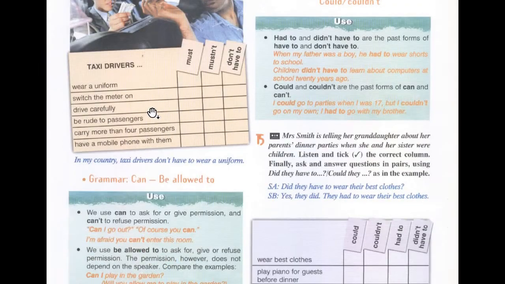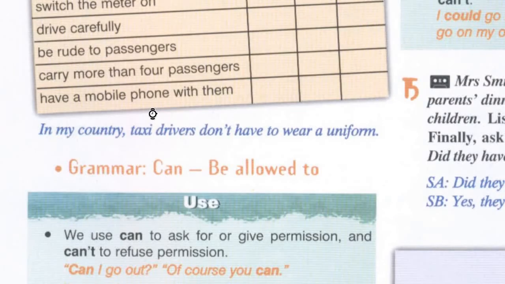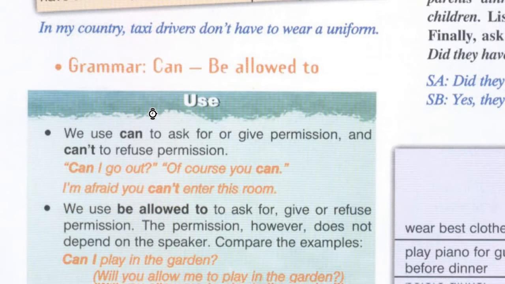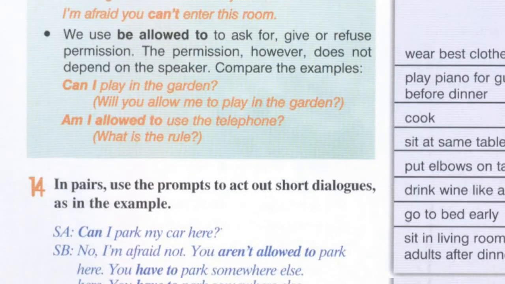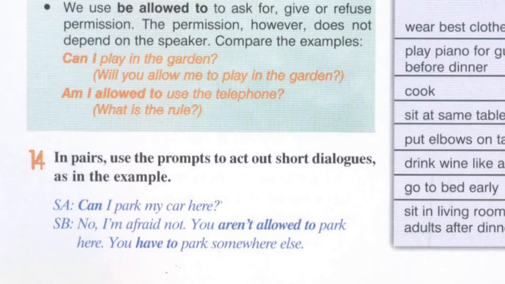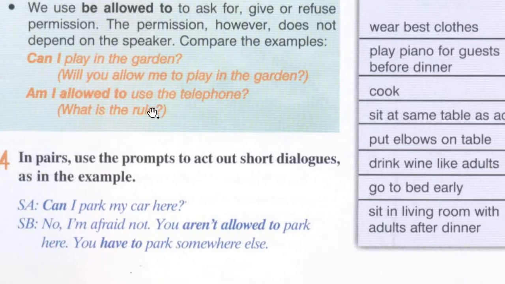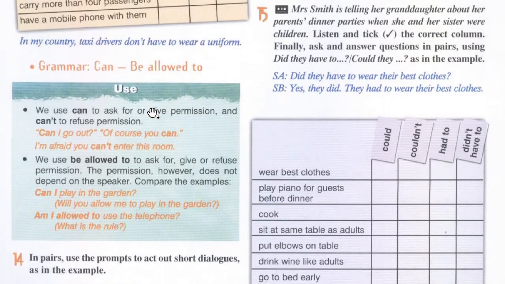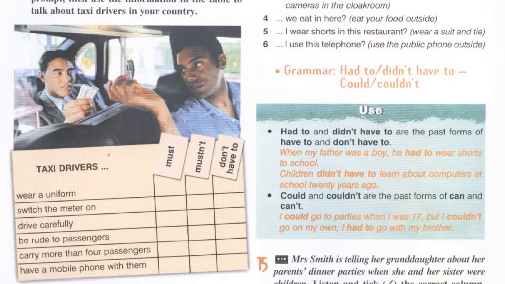Pay attention again to the situation here, and then just a very simple explanation of the situation. Look at this situation here. I want you to go through this situation. Pay attention. We start. "Can I park my car here?" Question mark, and then "No, I'm afraid not." Full stop, space. "You aren't allowed to park here." Full stop, space. "You have to park somewhere else." Full stop. Follow the rules of writing. Okay, done and dusted. We complete exercise number 14, and the rest on your own for your classwork.